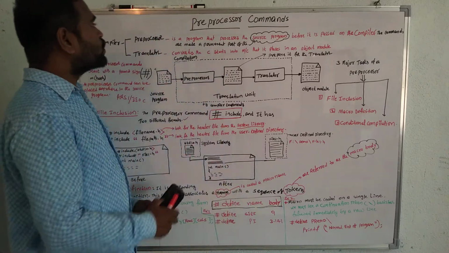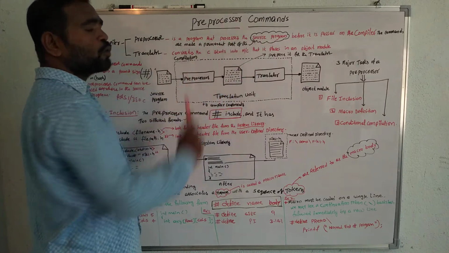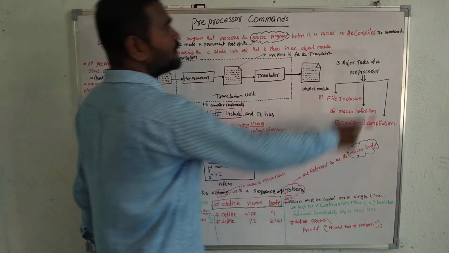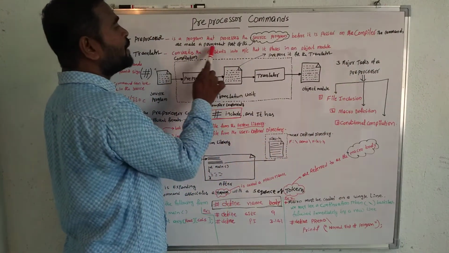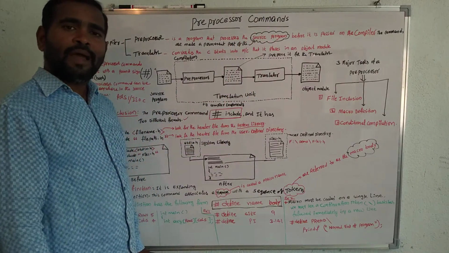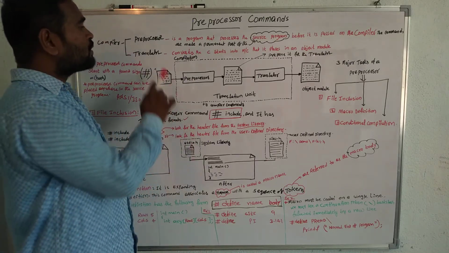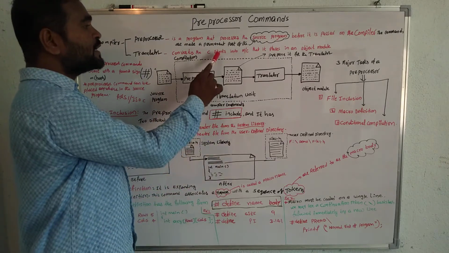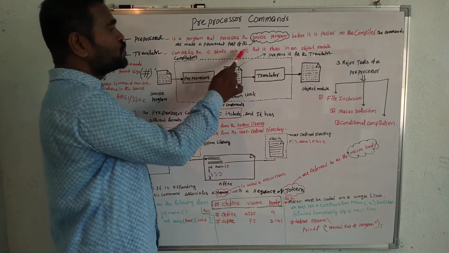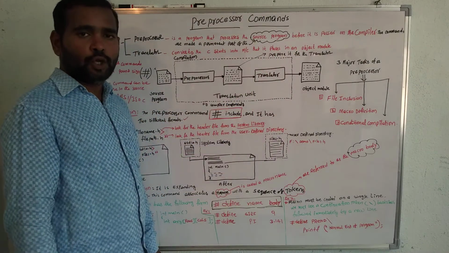The preprocessor is a program that processes the source program before it is passed on to the compiler, and the commands that are made a permanent part of the source program are called the preprocessor commands. And what is the role of the translator? The translator converts C statements into machine code, and it places that in an object module.